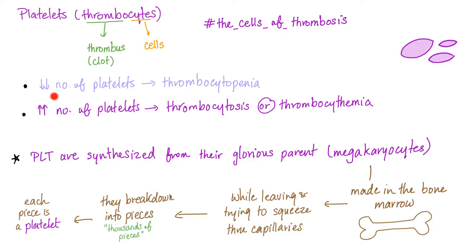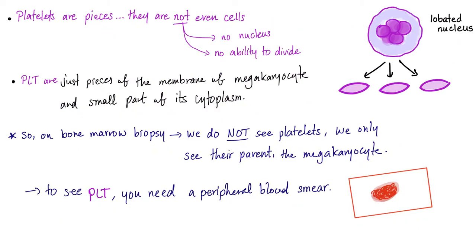Thrombocytes, the cells of thrombus. Less platelets, thrombocytopenia. More platelets, thrombocytosis or thrombocythemia. Synthesized by the glorious, magnificent megakaryocyte in the bone marrow. While squeezing out, these megakaryocytes are destroyed into thousands of pieces. Each piece is called platelet. That's why platelets don't have a nucleus and they cannot divide. They are not cells, they are just pieces.